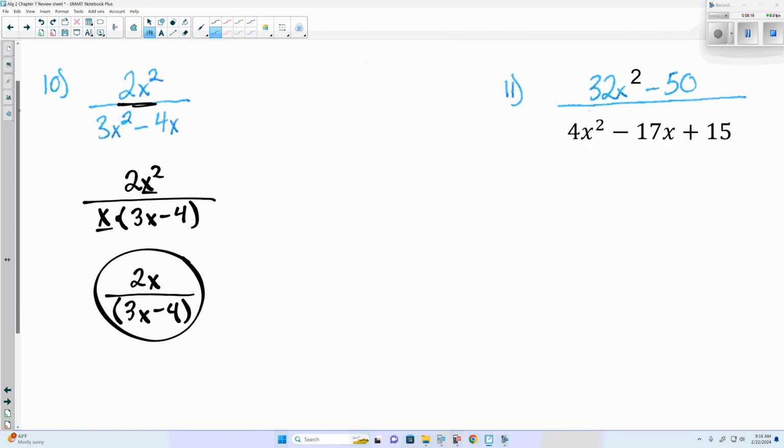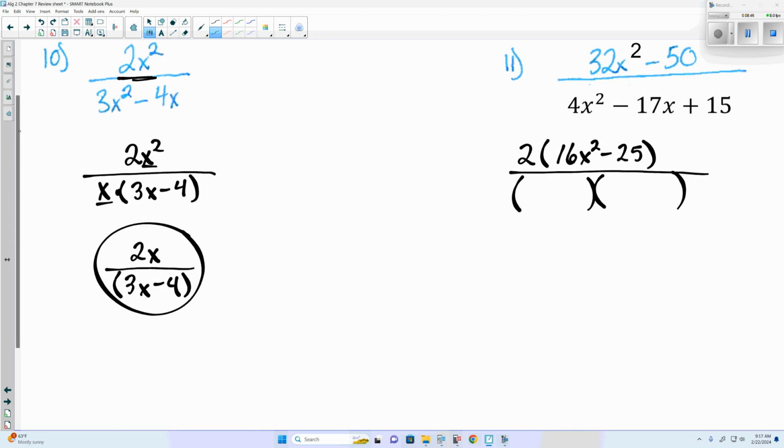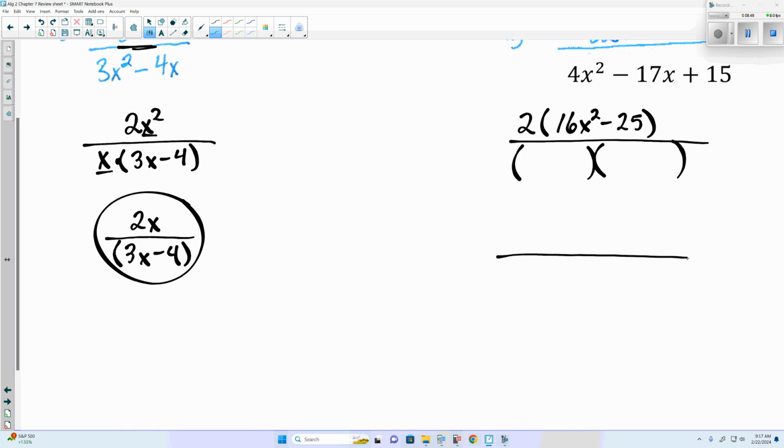Let's look at 11. The denominator, 4x squared minus 17x plus 15, is there a greatest common factor? No, but there is one somewhere else. In the numerator, there's a greatest common factor too, which would be 2, leaving 16x squared minus 25, which is a difference of perfect squares, which we can go on and factor. 4x minus 5 and 4x plus 5, yes?